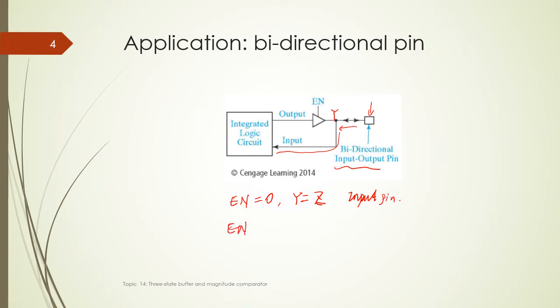When enable equal to 1, now we can't put signal here. Actually, the signal will come from the output of this circuit. So this Y will equal to the output of this circuit. So this is used as output pin.